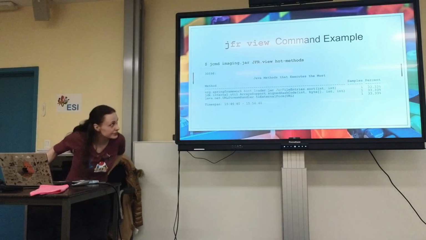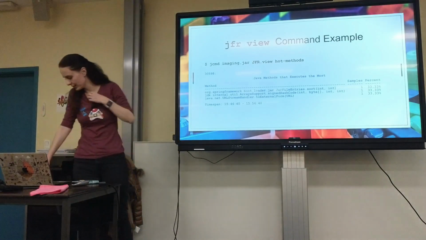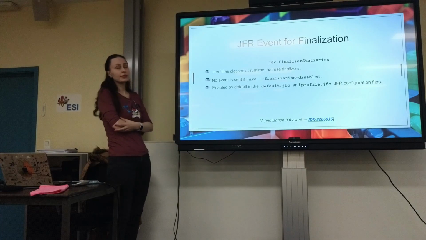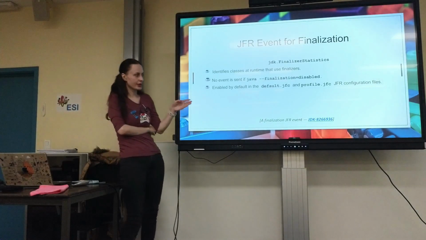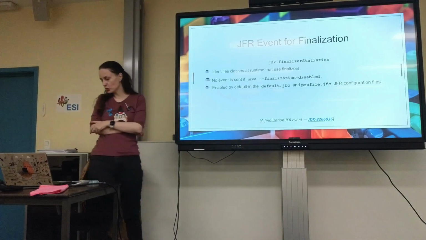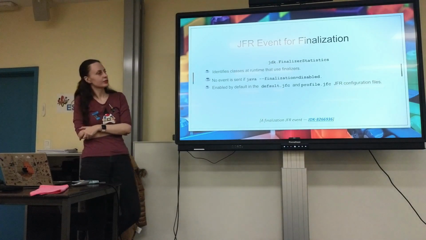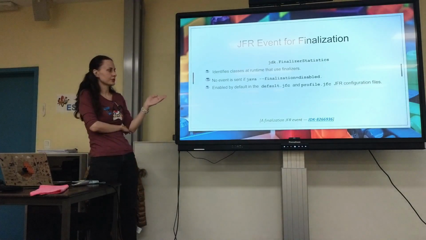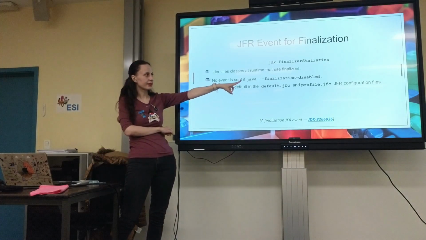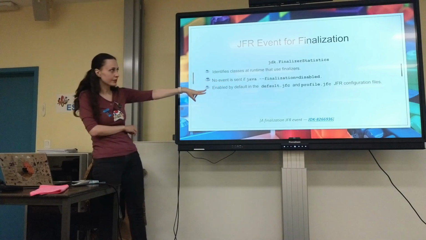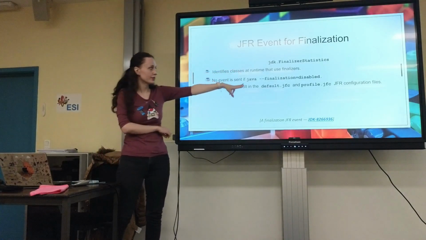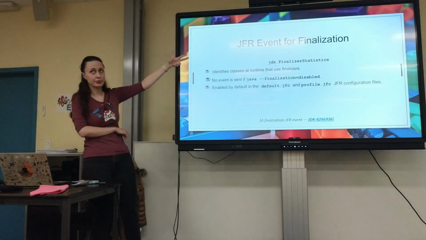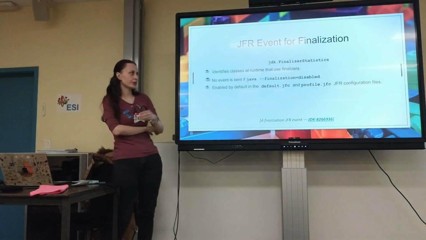But apart from JFR view and inspecting what happened with the events for your application, there are new events that were made available after JDK 17. One of those is the JDK finalizer statistics, which identifies classes at runtime that use finalizers. Now, if you start Java with --finalization=disabled, this event will not catch anything, so you're not going to see anything in it. Just something you would have to be aware of.